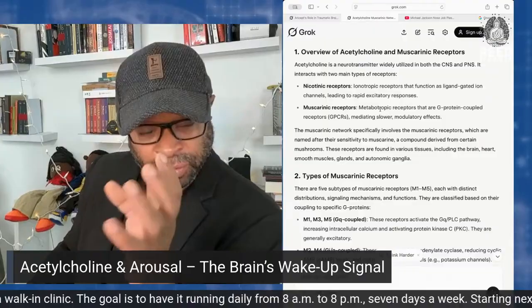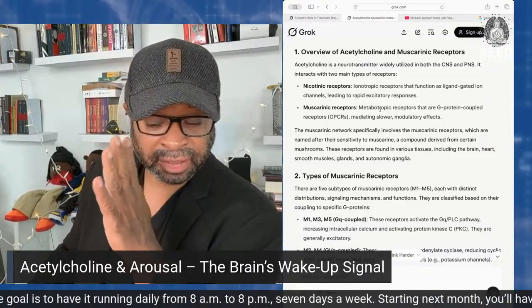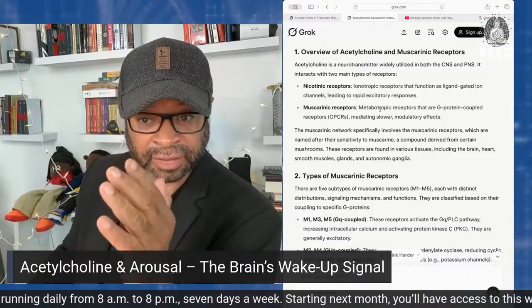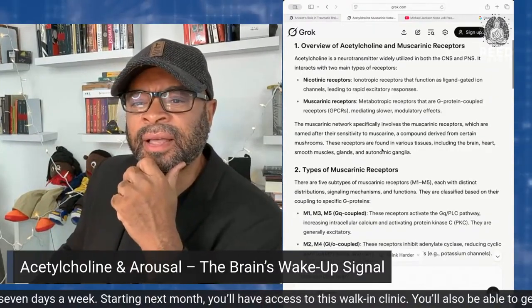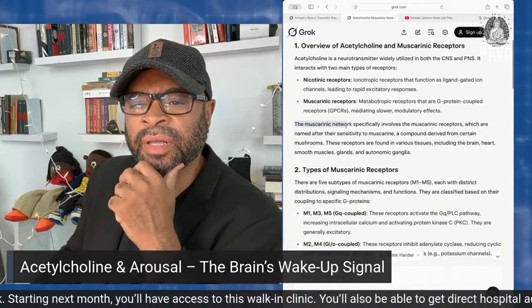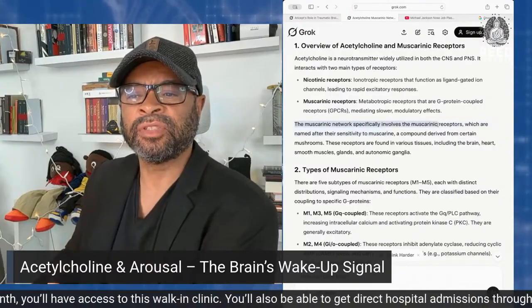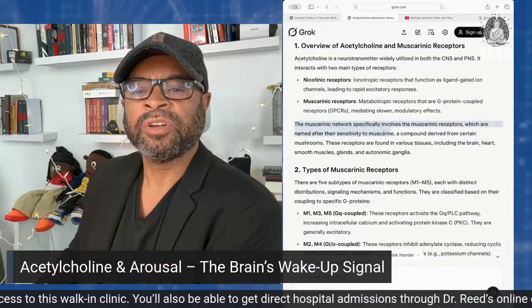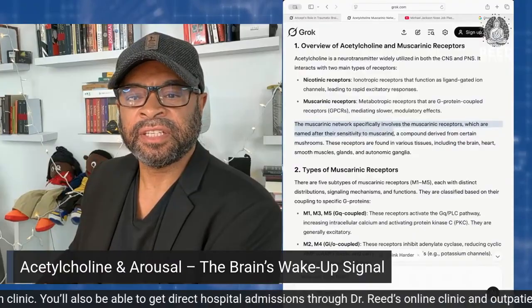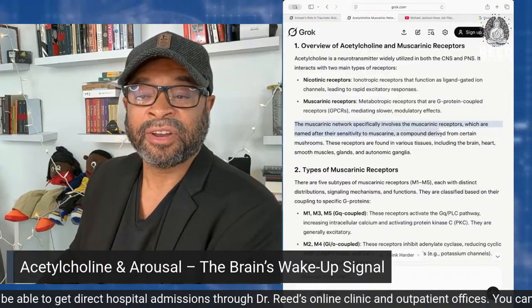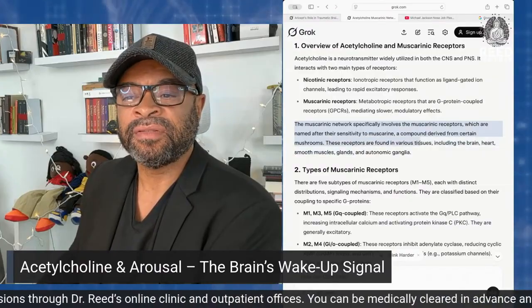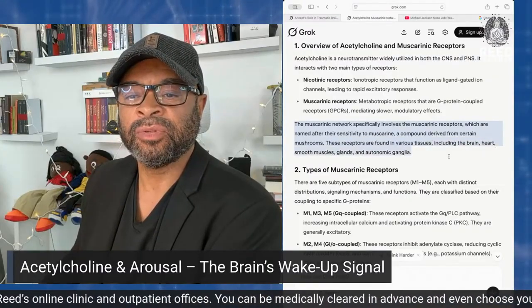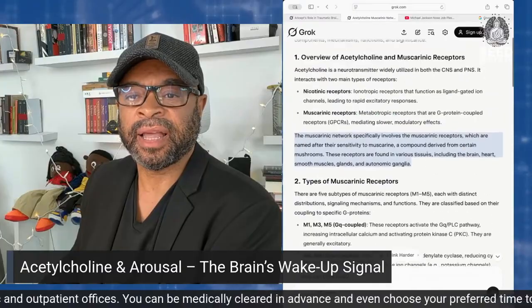This network has those two types of properties: the collections of gates and then the collections of products that we like to create. The muscarinic network specifically involves the muscarinic receptors, which are named after their sensitivity to muscarine, a product derived from certain mushrooms. These receptors are found in various tissues, including the heart, brain, smooth muscle, glands, and autonomic ganglia.